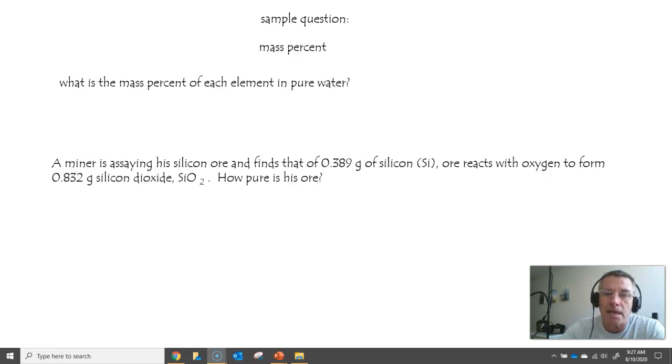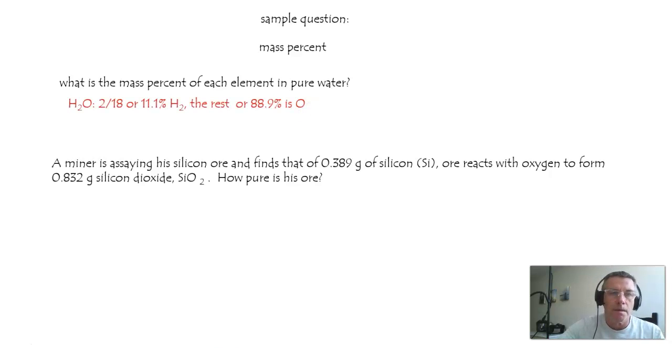Therefore, by mass, hydrogen is 2/18 hydrogen. Did I say hydrogen? Water is 2/18 hydrogen and 16/18 oxygen. That translates to 11.1% hydrogen and 88.9% oxygen.